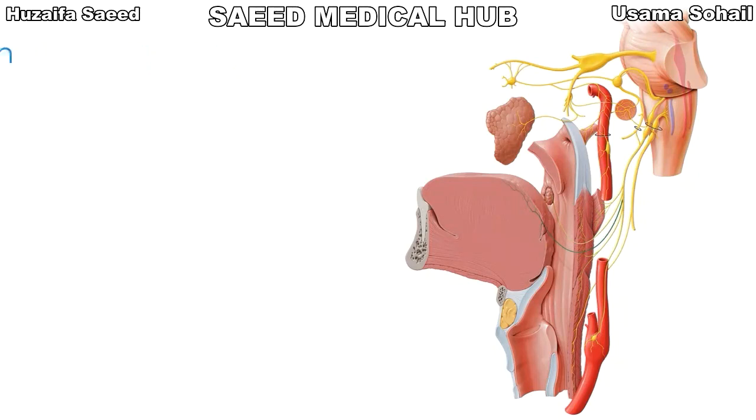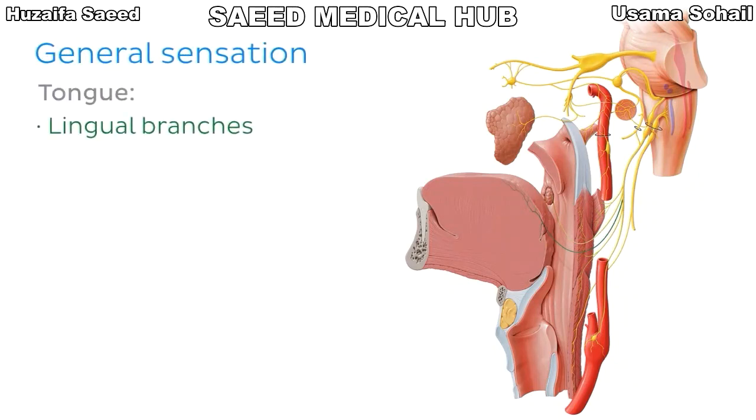We started with general sensation. We saw the lingual branches of the glossopharyngeal nerve, which are responsible for the sensation of the tongue. The tonsillar branches of the glossopharyngeal nerve, involved in the sensation of the tonsils. The pharyngeal branches of the glossopharyngeal nerve, which are responsible for the afferent innervation of the pharynx.